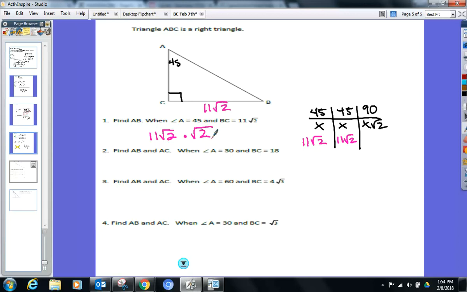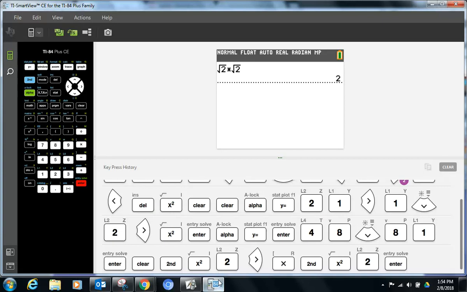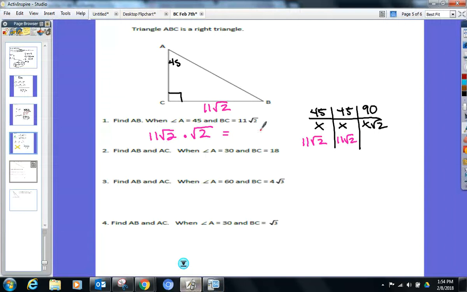We okay? Now we've got to dig deep from algebra last year. Radical 2 times itself is 2. Multiply a radical by itself, it's the number underneath: 2. So I have 2 times 11. So the side across from 90 is going to be 22, which is what I was looking for, AB. So AB equals 22. Questions?